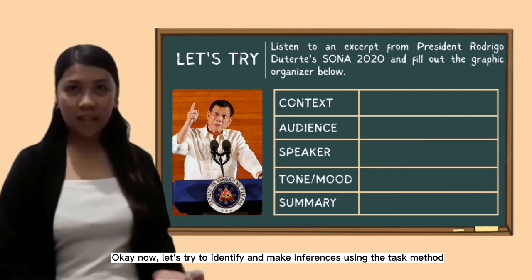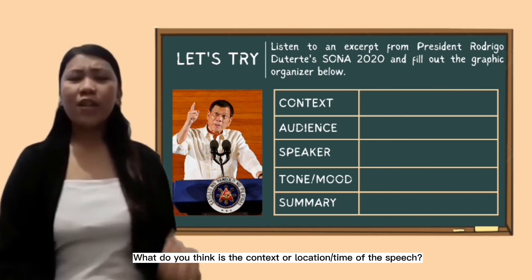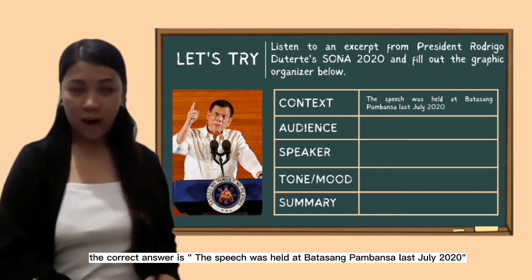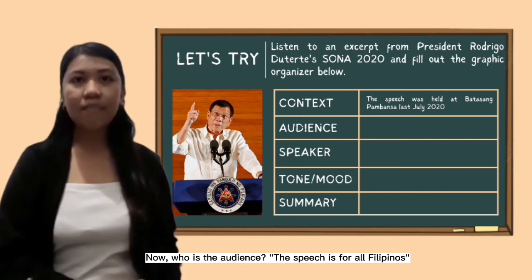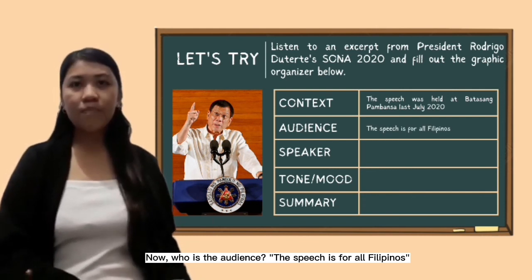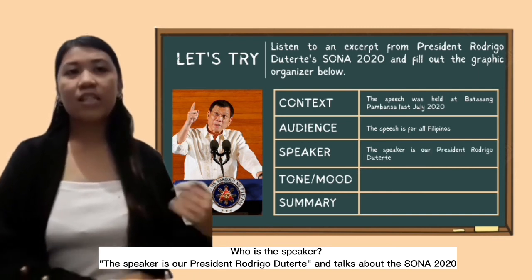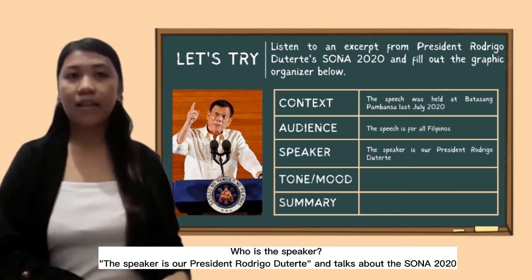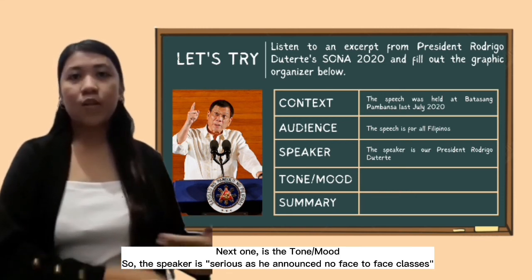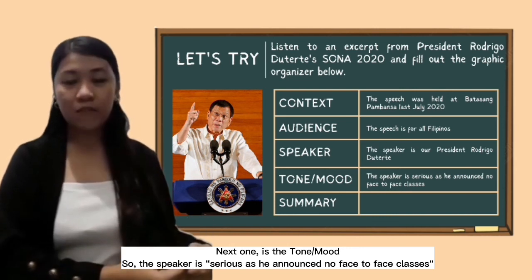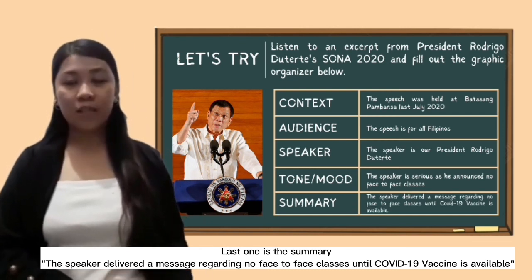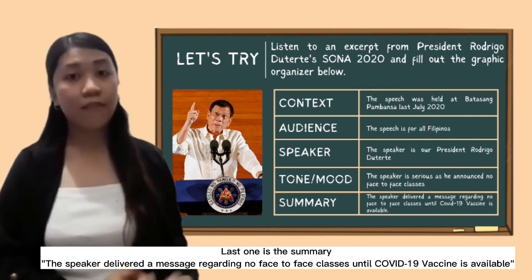Okay, now let's try to identify and make inferences using the CAST method. What do you think is the context, or the location or the time of the speech? The correct answer is the speech was held at Batasang Pambansa last July 2020. Now, who is the audience? The speech is for all Filipinos. Who is the speaker? The speaker is our President Rodrigo Duterte, and he talks about the SONA 2020. Next one is the tone and mood. So the speaker is serious as he announced no face-to-face classes. Last one is the summary. The speaker delivered a message regarding no face-to-face classes until the COVID-19 vaccine is available.